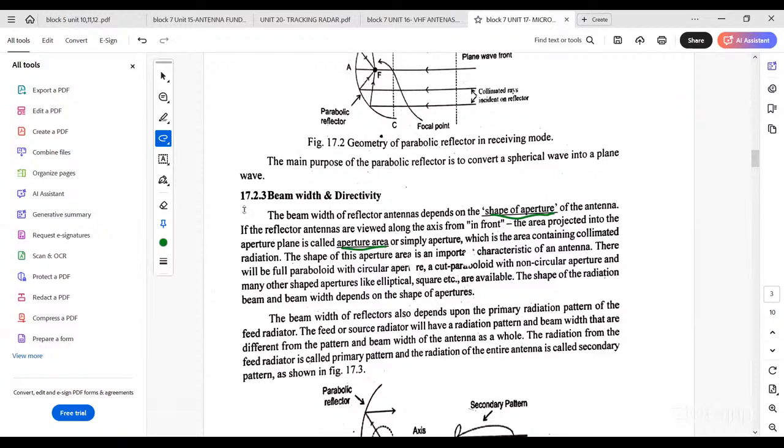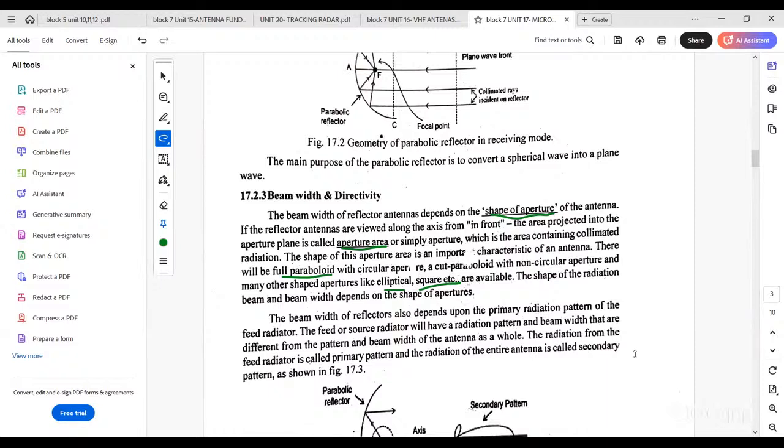Next, it is a full paraboloid, meaning here we are using a parabolic shape. And which shapes can we use? Either elliptical, square, etc. Based on the shape, the width is changing. So what shapes are optionally available? We have elliptical, square, etc., which can be used as apertures.